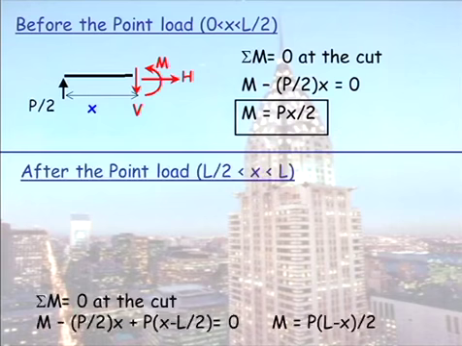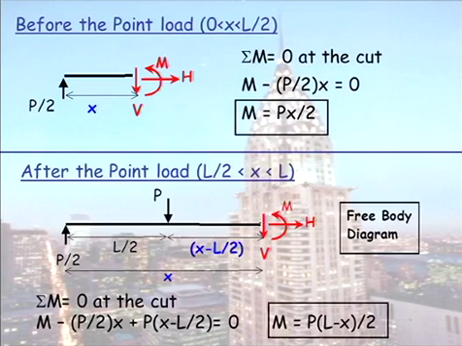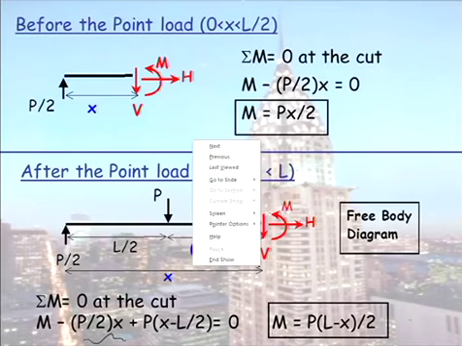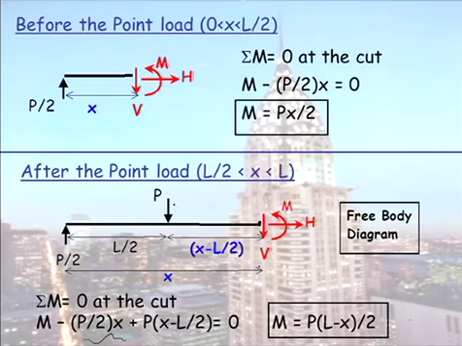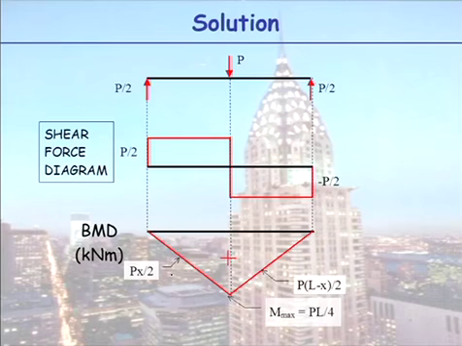When I do the same thing after the point load, I'm taking moments here at the cut. I have M here. Then this load here represents my reaction force, P on 2 times x. Then my loading of P kilonewtons, well, if that distance is x, and we know that distance is L on 2, then this distance in here must be equal to x minus L on 2. So I have my force, and now I have my expression for my moment. I have two mathematical expressions. This is how they plot.